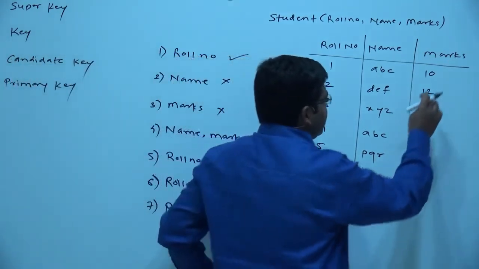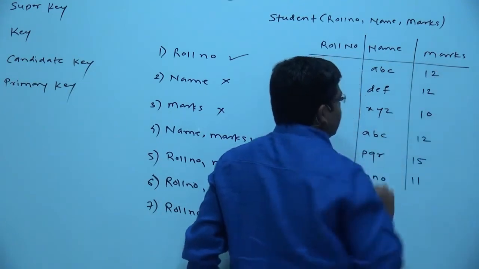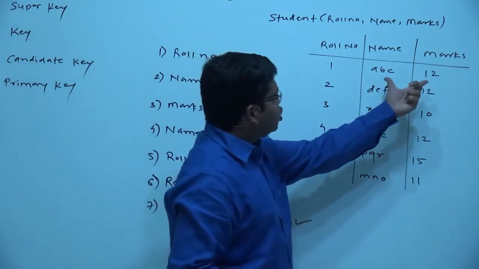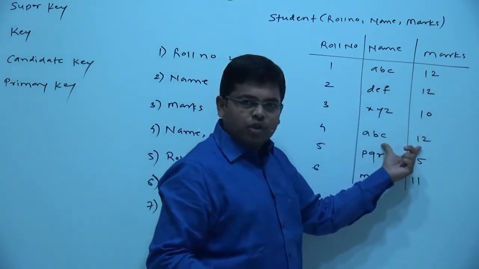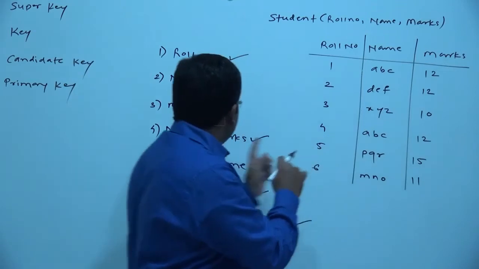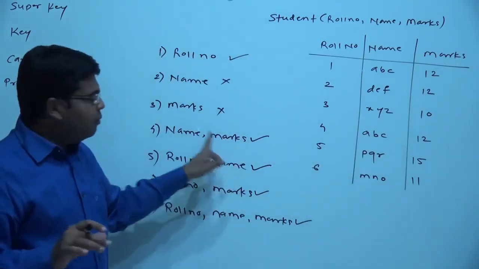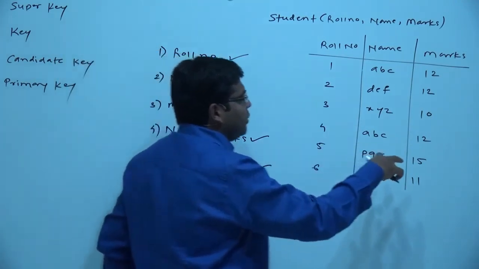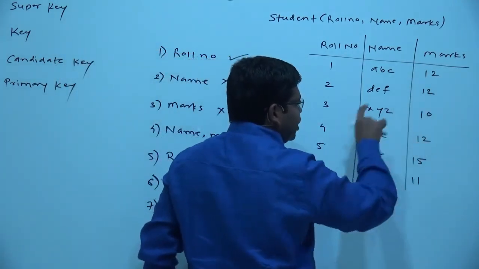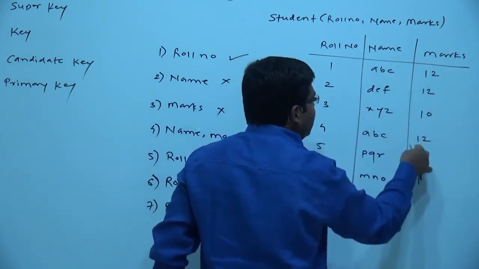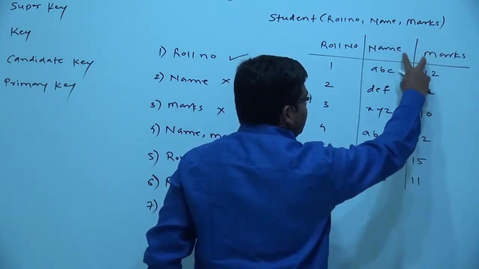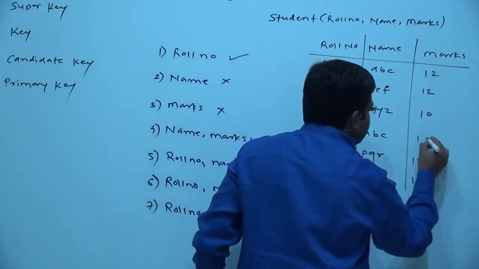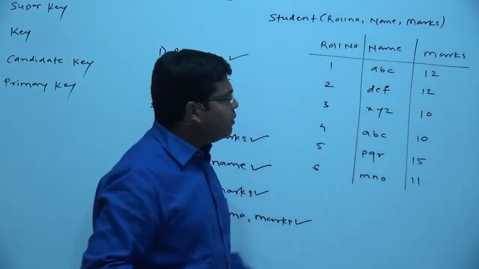Let us say if I modify this 10 to 12, now this combination of name and marks is also repeating, ABC 12 and ABC 12. Now in this particular case, name and marks cannot be called as a key, because what is the rule? If this combination is a key, then this combination cannot repeat, but here the combination is repeating, and that is why right now with this data, this particular combination of attributes, that is name and marks, cannot be called as a key.